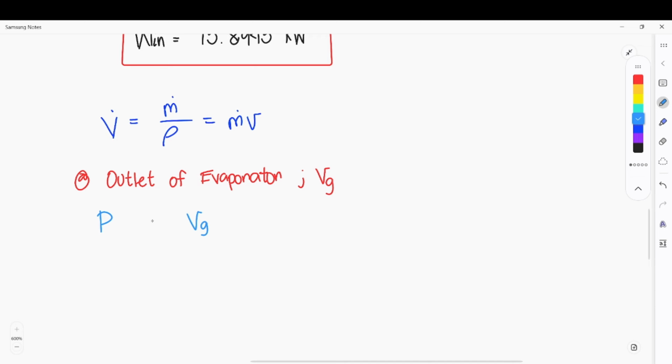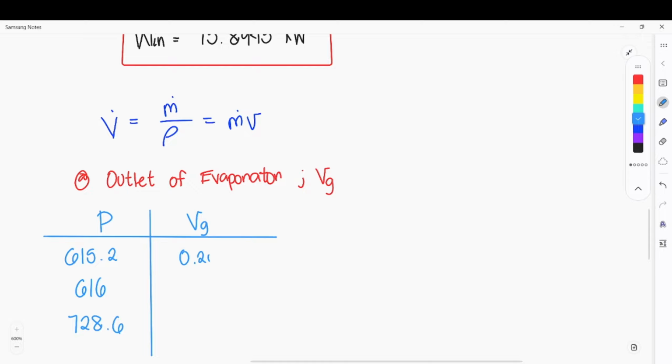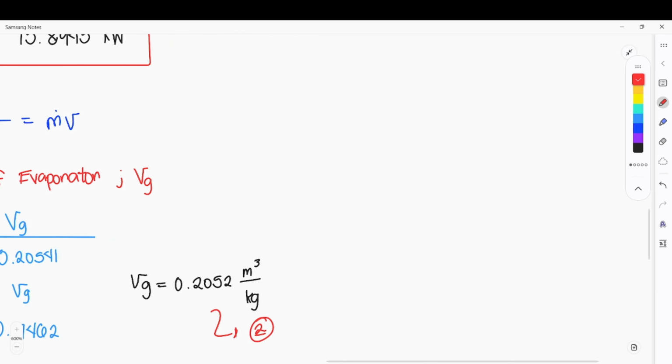And at the evaporator, we have saturated vapor. So, Vg. So, again, ang pressure is 616. Yung dalawang pressure na pumapagitan doon, just input the corresponding Vg. And using your calculator, mode 32, that is 616 Y hat, you'll arrive with Vg is equal to 0.2052 cubic meters per kilogram. So, store mo yan sa kahit saan. I used number 2.